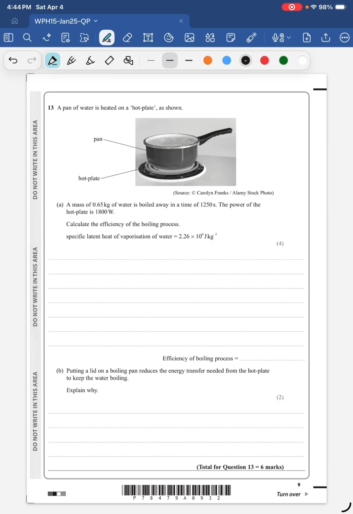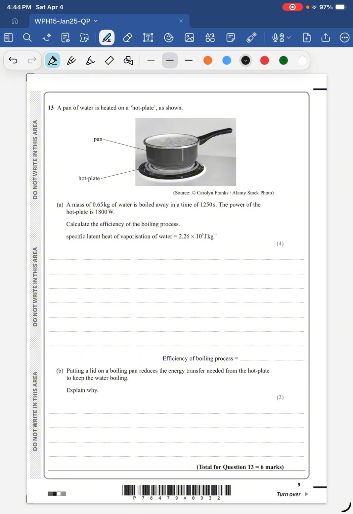Okay, question 13. A pan of water is heated on a hot plate as shown. A mass of 0.65 kilograms of water is boiled away in a time of 1,250 seconds. The power of the hot plate is 1800 watts. Calculate the efficiency of the boiling process. And they give you the specific latent heat of vaporization for water as 2.26 times 10 to the 6 joules per kilogram.